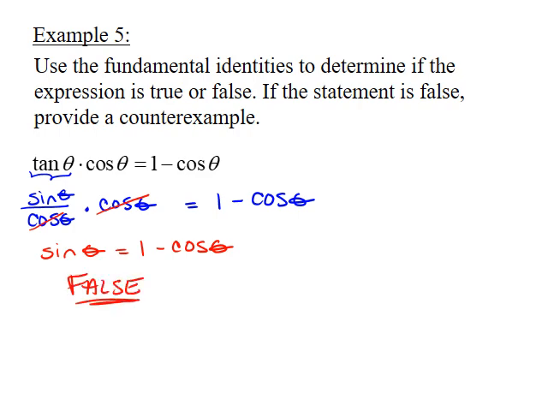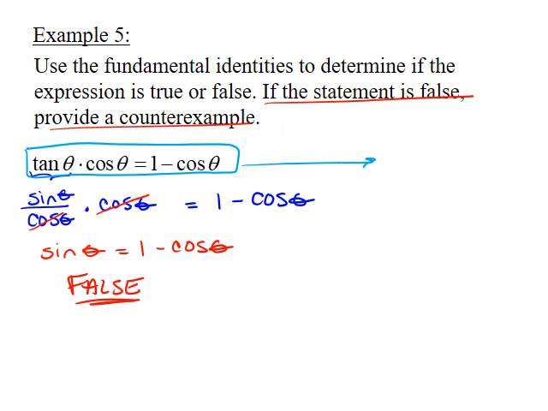So if the statement is false, I need to provide a counterexample. So all I need to do is find some number for theta. I'm going to plug it in here to show that the left-hand side does not equal the right-hand side. Sometimes it might take a little bit of time to come up with a value that works, but let's just let theta in this case equal pi over 6. So this is going to be my work for my counterexample.